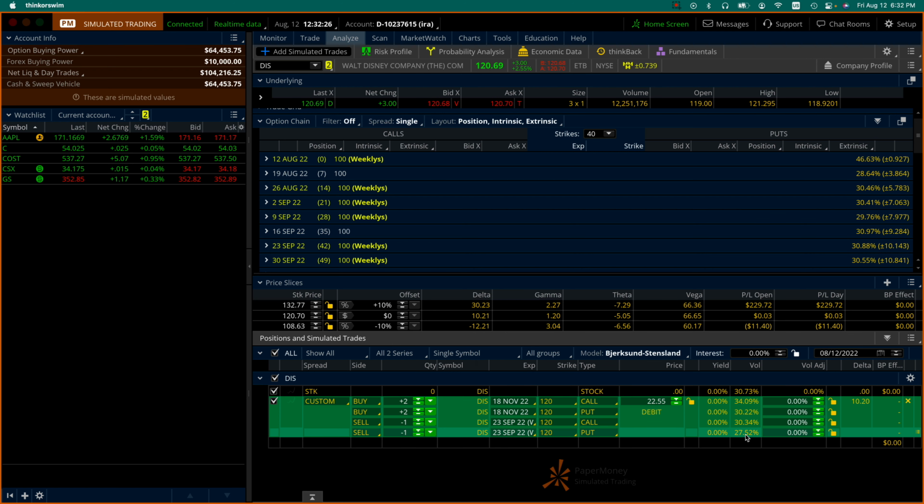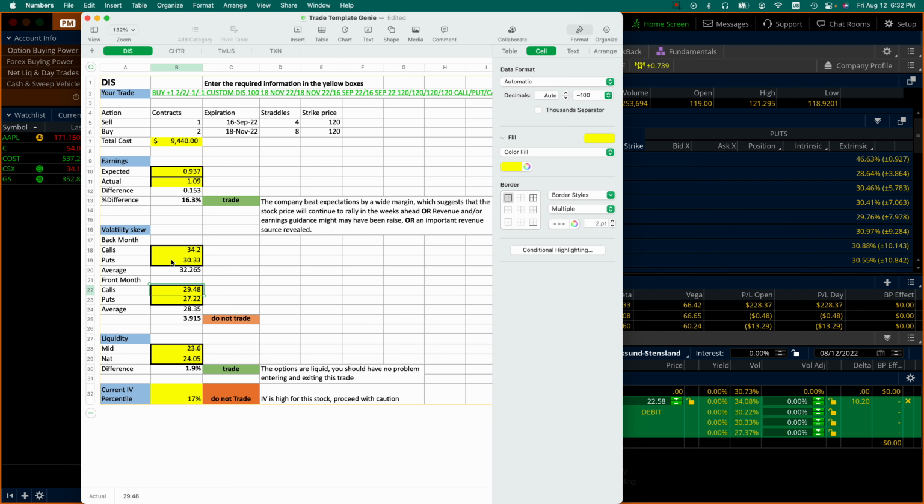Okay, so that improves my numbers a little bit here. And we can change that. Front month 30.34, 27.52, and that's a little better. Okay, in terms of volatility skew, it's a little better. It's borderline, so I can accept that.